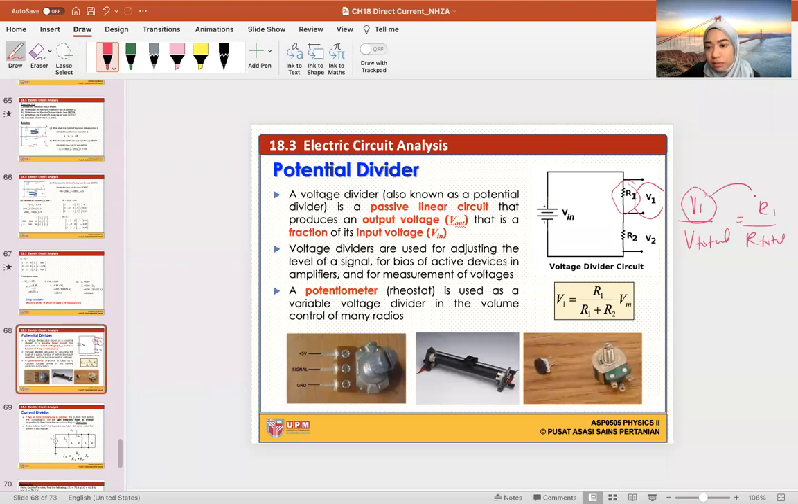V should be related to R1. If this guy is R2, but you want to find V1, but you put in R2, then it doesn't work. The ratio should be, if V is over here, then the R should be referring to the same V, okay? So V1 over V total equals to R1 over R total. What is your V total? Your V total is always your battery.